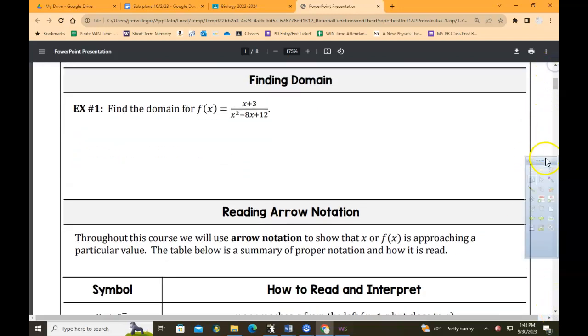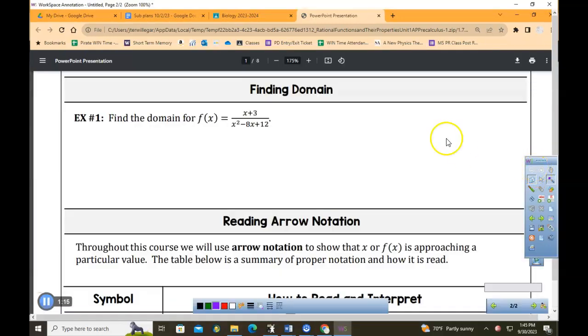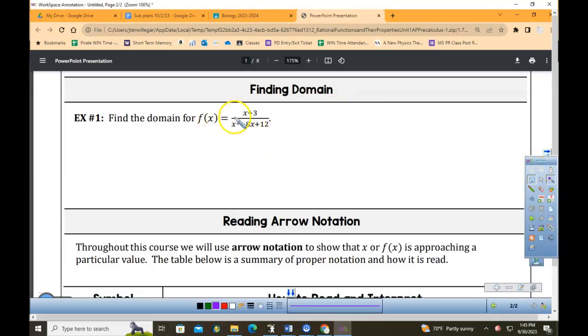Let's see how this affects finding domain. Now, when we find the domain of this beast, we kind of introduced it before, but now we're going to get into detail on finding domain with rational functions. Now our top, there's nothing that restricts us on the top, right? I can plug anything into x plus 3 and it's fine. So I don't worry about that with domain.